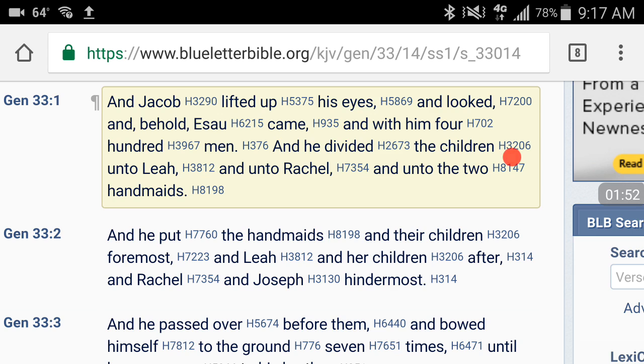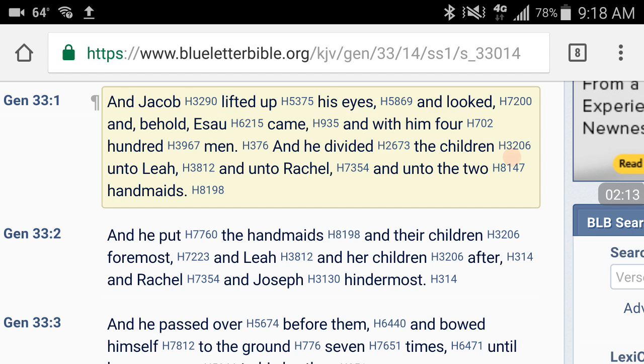So I'm just going to read this. Bear with me. What I really want to get to is in verse 17, but I want to start in verse 1 for context. And Jacob lifted up his eyes and looked, and behold, Esau came, and with him 400 men. And he divided the children unto Leah and unto Rachel and unto the two handmaids.